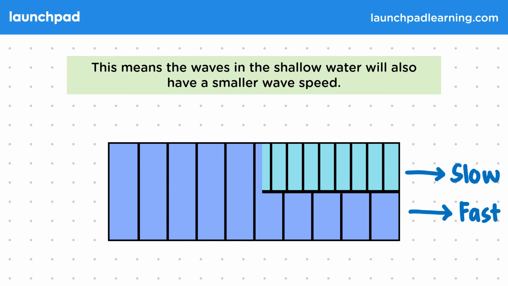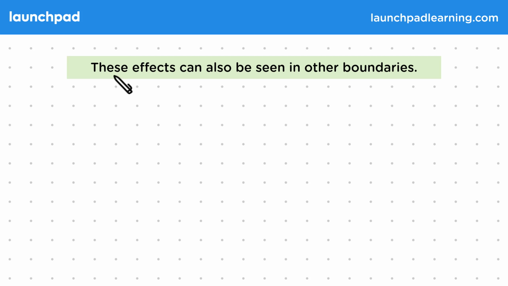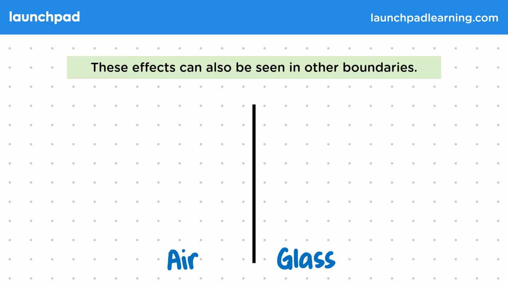Now, you won't be expected to recall this demonstration in an exam, but you need to be able to explain what happens to the wavelength, the frequency, and the speed during transmission, and not just for water waves. These effects can also be seen in other boundaries. Let's suppose we have a boundary with air on one side and glass on the other.